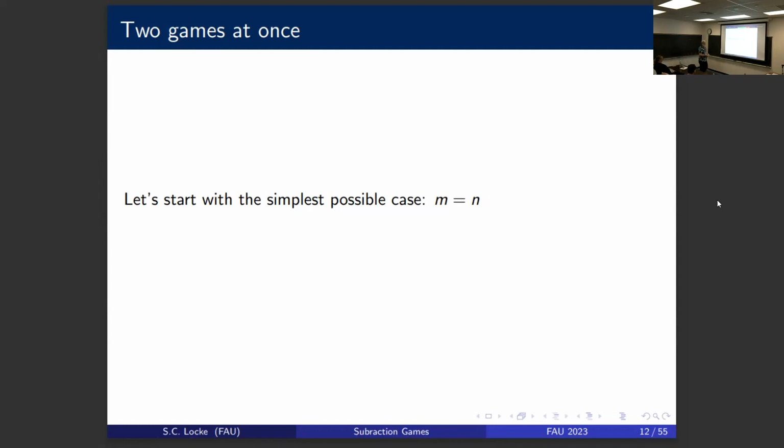So if the 2 heaps have the same size, and I'm playing the same game on both heaps, and I get to make a move in 1 heap or in the other heap, but I don't get to make a move in both heaps at once, and the 2 heaps are the same size, I let him go first because I'm generous. Every time he makes a move, I make exactly the same move in the other heap.